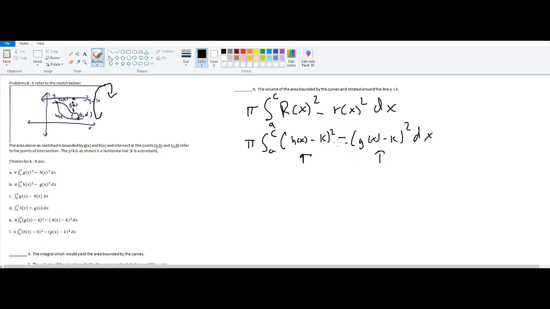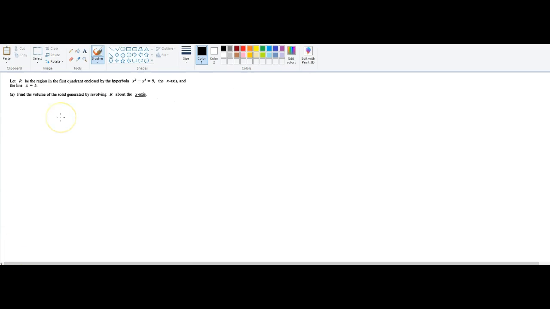All right, so now I'm going to do the other problem. That was problem number 6. Now I'm going to do 8a. All right, for 8a, we're looking at a region R in the first quadrant enclosed by a hyperbola. Hyperbola. There's a reason why I taught that to you last year. Around the x-axis and the line x equals 5.